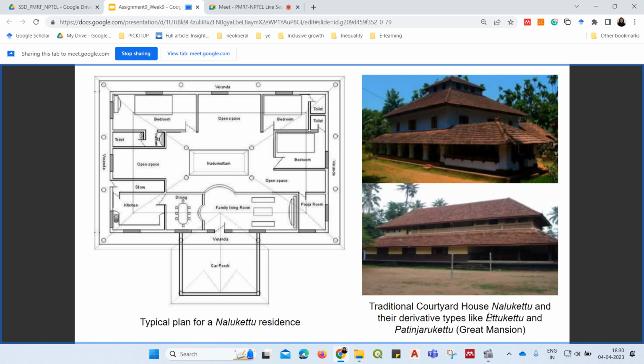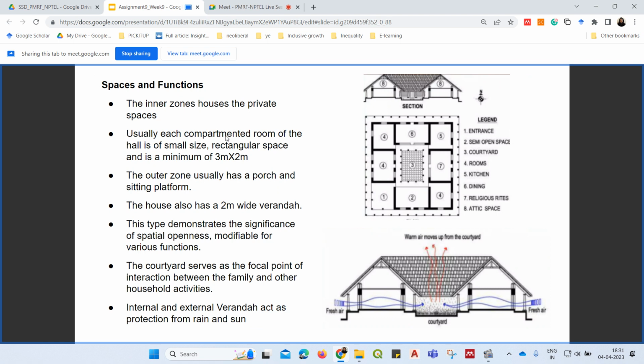So for example, Naluketu has derivatives like Ettuketu or Patinjaruketu, or the Great Mansion, which is a bigger or grander version of the typical Naluketu residence. So you can see how different spaces are arranged. In the center you'll have open space, you'll have bedrooms over here, this is your front porch or entrance, and you'll have bedrooms towards the back. Towards the front you have the kitchen, the dining area, the living room and the puja room, connected to the entrance and to the open space in the building.